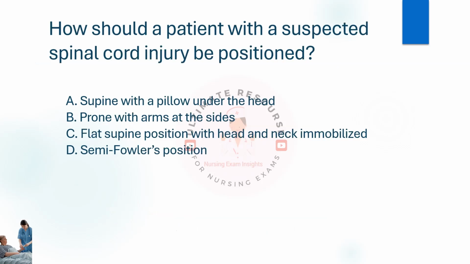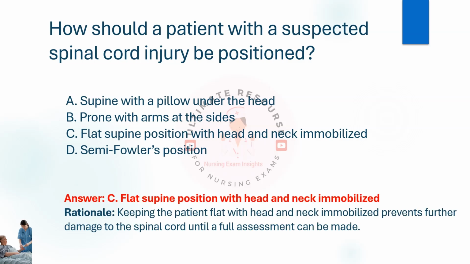How should a patient with a suspected spinal cord injury be positioned? Options are A, supine with a pillow under the head, B, prone with arms at the sides, C, flat supine position with head and neck immobilized, D, semi-Fowler's position. Answer is C, flat supine position with head and neck immobilized. Keeping the patient flat with head and neck immobilized prevents further damage to the spinal cord until a full assessment can be made.